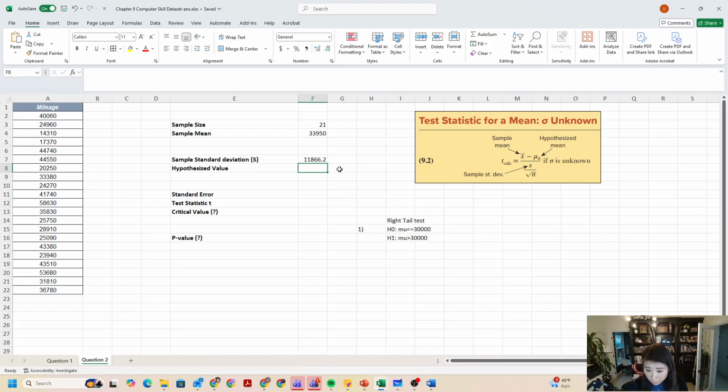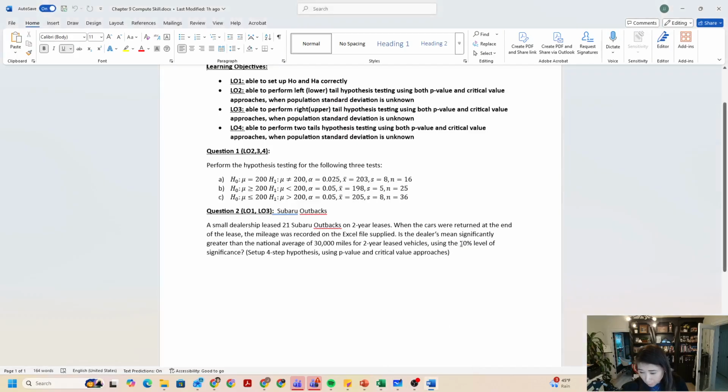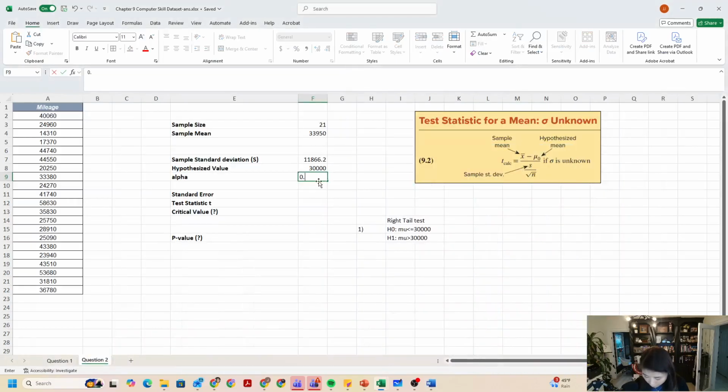The hypothetical value is the 30,000 miles, right? So based on the question, we try to test if this average we see here is actually statistically larger than 30,000. Okay, now we have the alpha. If you look at the question, the test is at a 10% level of significance. So therefore, the alpha here is 0.1, 10%. Okay, now we can start calculating our t-stats, right?